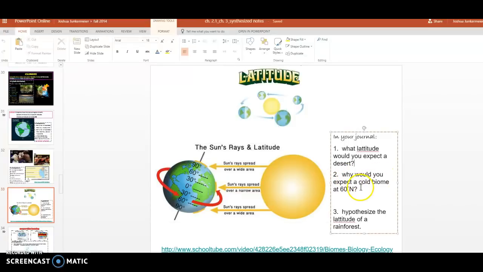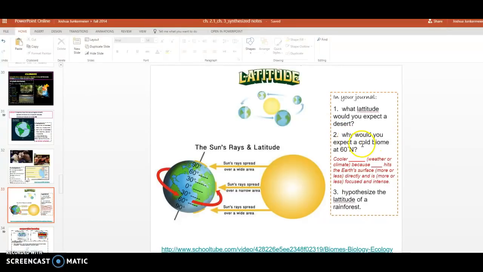Number 2, it says, why would you expect a cold biome at 60 degrees north? So what's happening to light at 60 degrees north here that would cause the climate to be colder? Describe using the ideas we've talked about. All right, so again, why would you expect a cold biome at 60 degrees north?